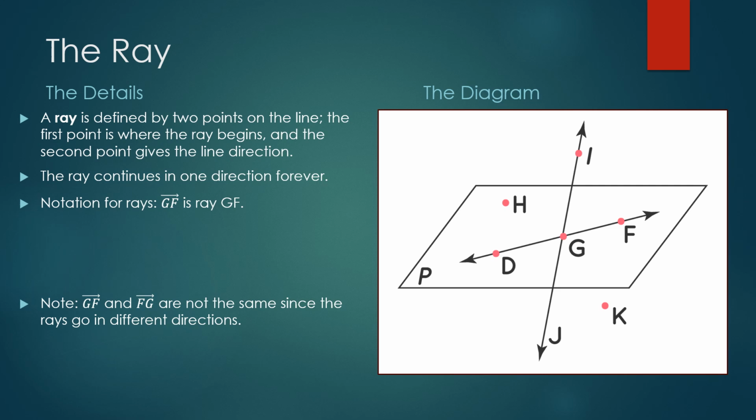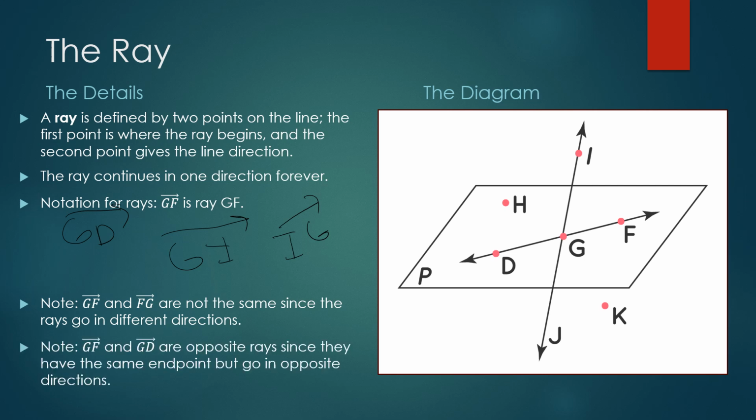We could also have other rays, like ray GD with one arrow to the side, ray GI, but I also could have ray IG. Now please note that even though we have the same letters, ray GF and ray FG are not the same. This is different from a line. If I was describing the line FG and GF, it would be the same. But because a ray depends on an endpoint and direction, the ray GF is different from the ray FG.